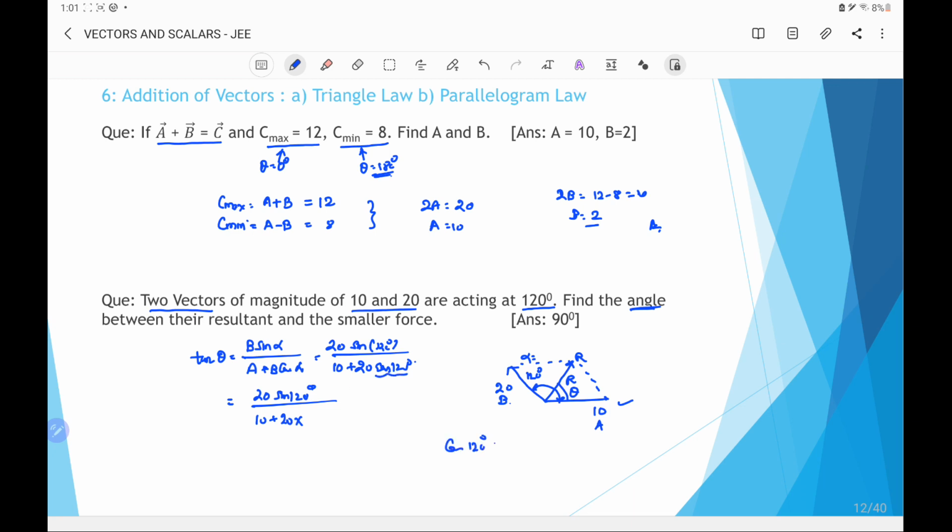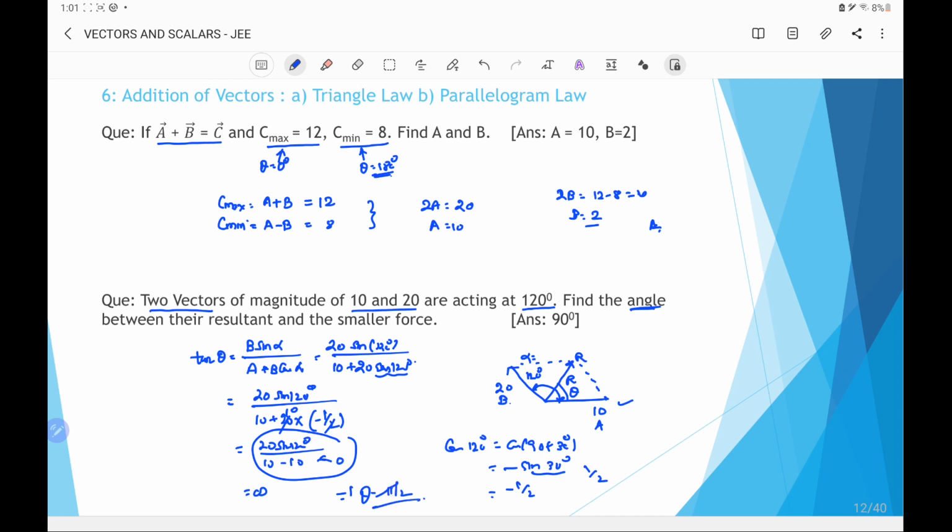Cos 120 degree is equal to cos of 90 plus 30 degree, and cos of 90 plus theta is minus sine theta, that is minus sine 30, and sine 30 has the value 1 by 2, so cos 120 has value minus 1 by 2. We substitute here minus 1 by 2, so it is 20 sine 120 degree divided by 10 plus 20 into minus 1 by 2. The 2 gets cancelled, so it is 10 minus 10, and this value will be 0, that means this whole value becomes infinite. Therefore theta will be equal to pi by 2. This is the answer.